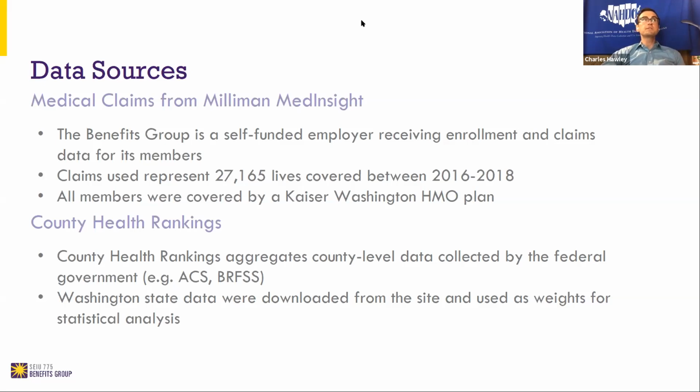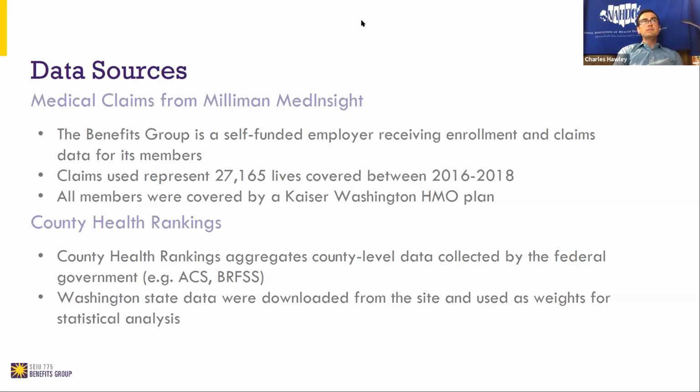Sorry, I'm juggling screens. So let me speak to the data sources first. So the benefits group, an important note here is that the benefits group is a self-funded employer. And the group receives claims from its insurance carriers, which are Kaiser Washington, Kaiser Northwest, and Aetna. They're received monthly and processed in a way that's really similar to anyone who's worked with an all-payer claims database. And specifically, the data are collected and managed by Milliman MedInsight.